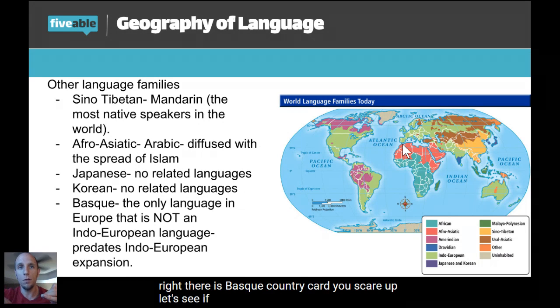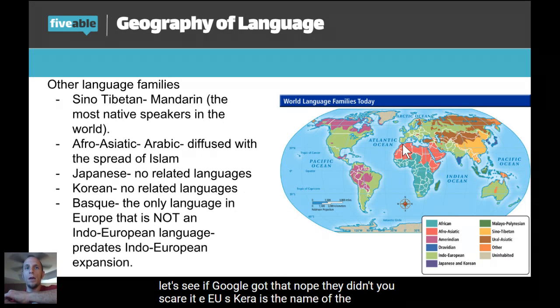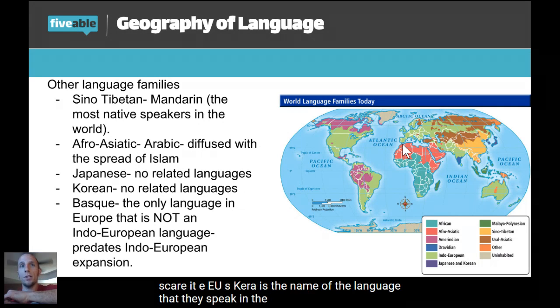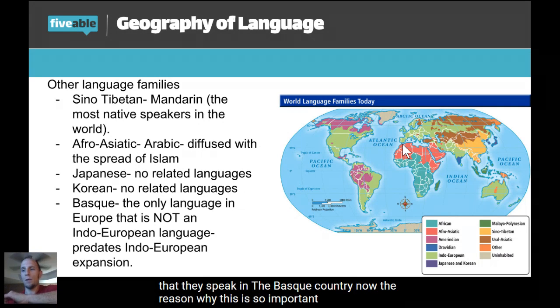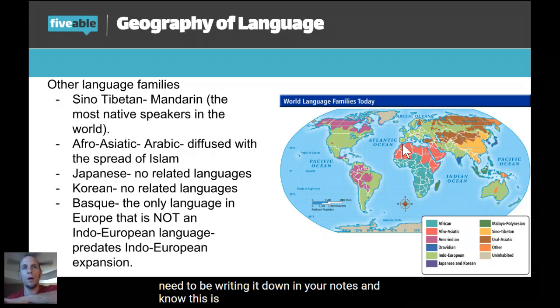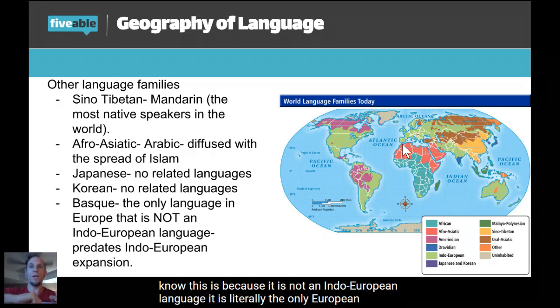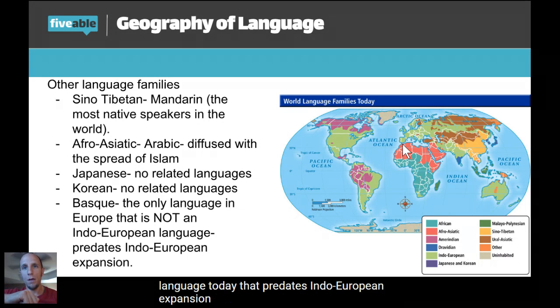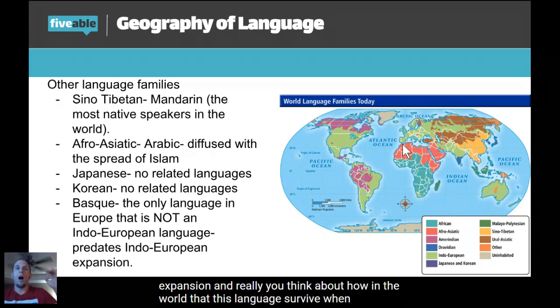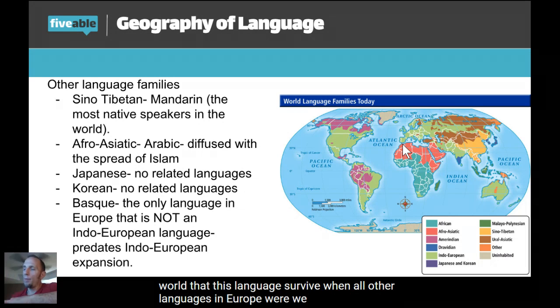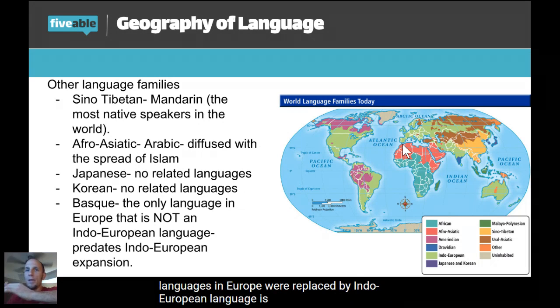Let's see if Google got that. Nope, they didn't. Euskera, E-U-S-K-E-R-A, is the name of the language that they speak in the Basque country. Now, the reason why this is so important and why you need to be writing it down in your notes is because it is not an Indo-European language. It is literally the only European language today that predates Indo-European expansion. Think about how in the world this language survived when all other languages in Europe were replaced by an Indo-European language. It is unbelievable to think about.